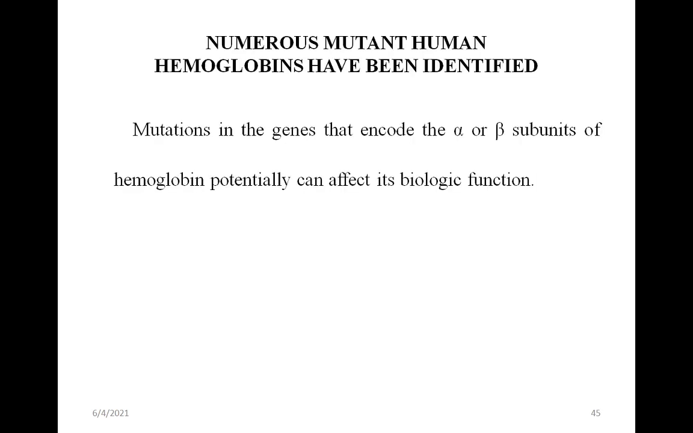Now, numerous mutant human hemoglobins have been identified. There are very many mutations of the hemoglobin. Various types of mutations occur in the adult hemoglobin, which results in hemoglobinopathy. So numerous mutant human hemoglobins have been identified.